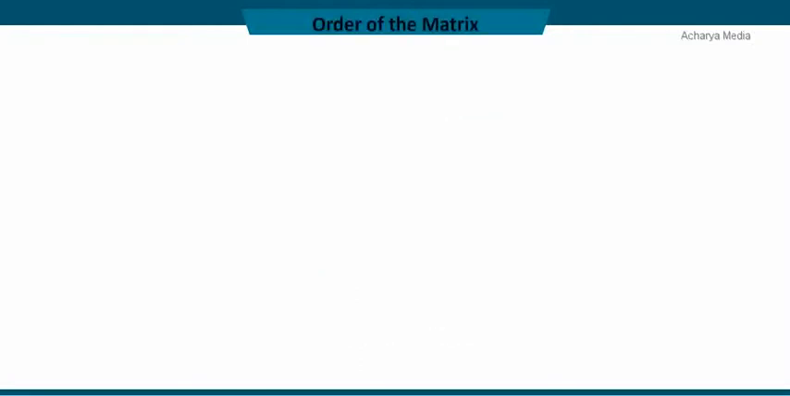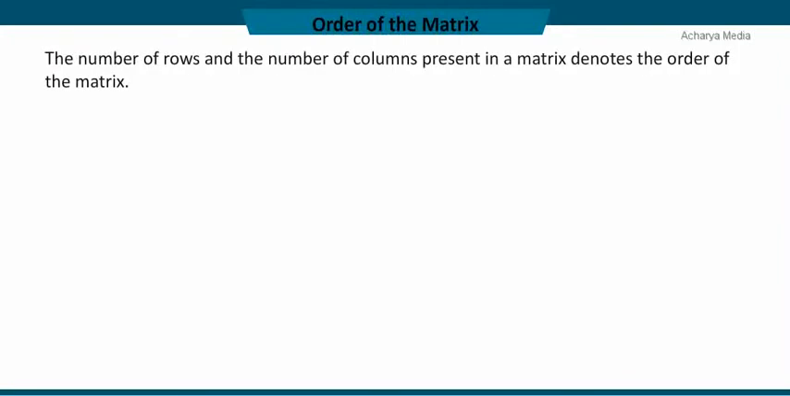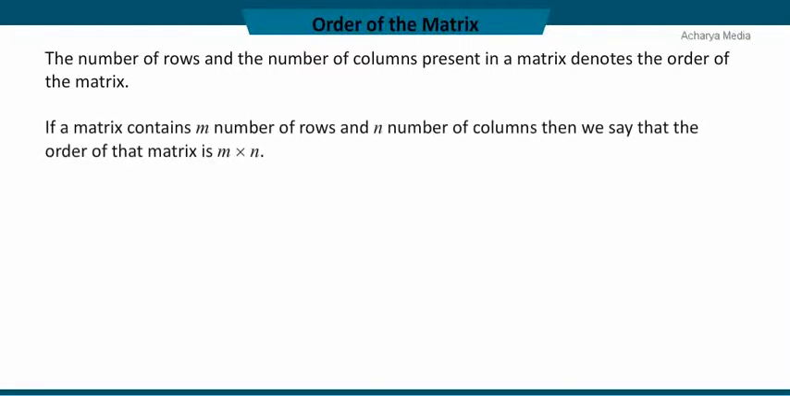Order of the matrix. The number of rows and the number of columns present in a matrix denotes the order of the matrix. Generally, if a matrix contains m number of rows and n number of columns, then we can say that the order of that matrix is m by n. Let's now see in detail about the types of matrices.